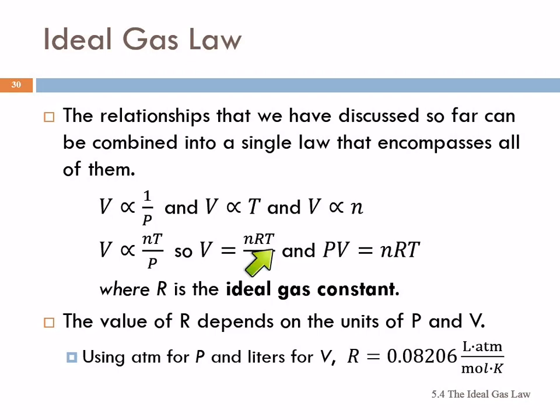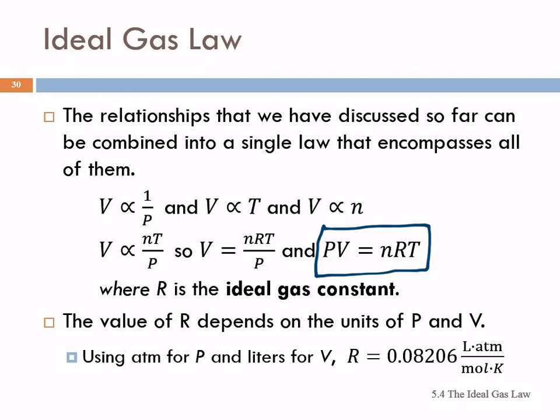If we throw a constant in there, we can change the proportionality to an equals. So volume equals n times a constant R times T over P. We multiply both sides by P, and we get PV equals nRT. And that is the ideal gas law. Sometimes students call it "PIVNERT" to help them remember it.